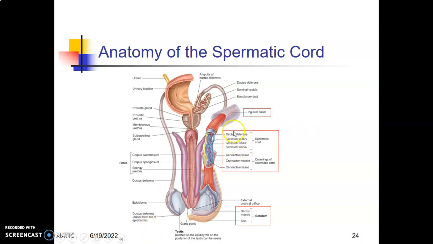You have nerves, autonomic nerves, the pampiniform plexus, and lymphatics. So you can appreciate the skin and the ductus here.